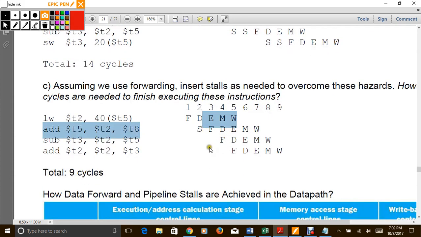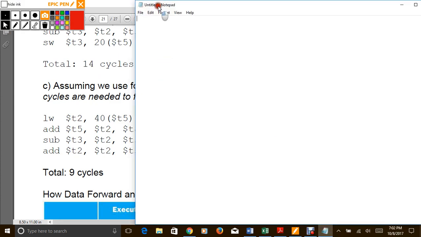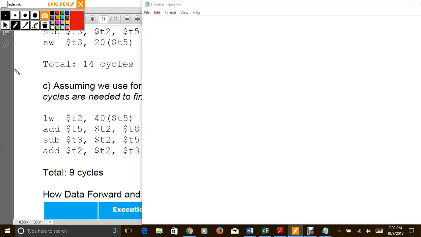You still only have to insert 1 stall, and I'm going to explain to you right now why you're doing that. So I'm going to bring up my notepad here and explain what's going on. So here we have load word, where we have fetch, decode, execution, memory, and write back. Now, if this were add and subtract, I would be able to forward this to the next arithmetic logic unit, and not have to worry about any stalls.